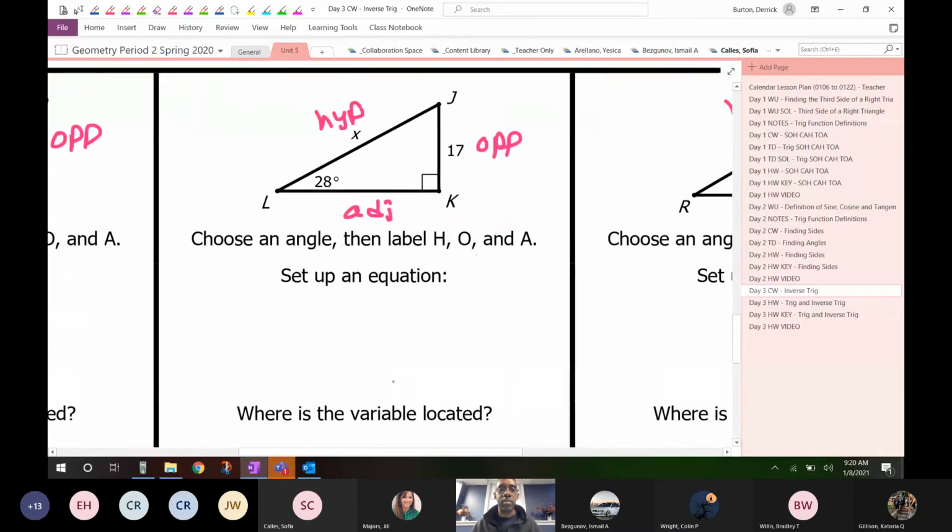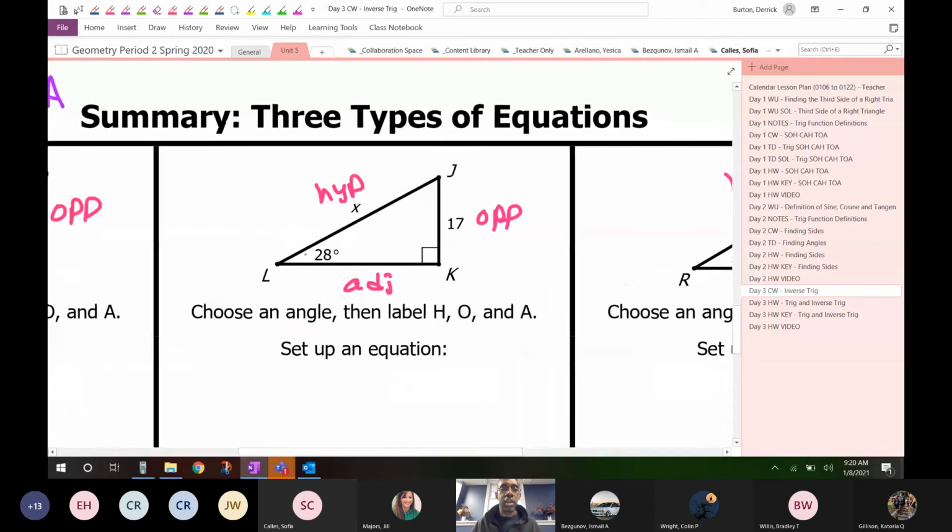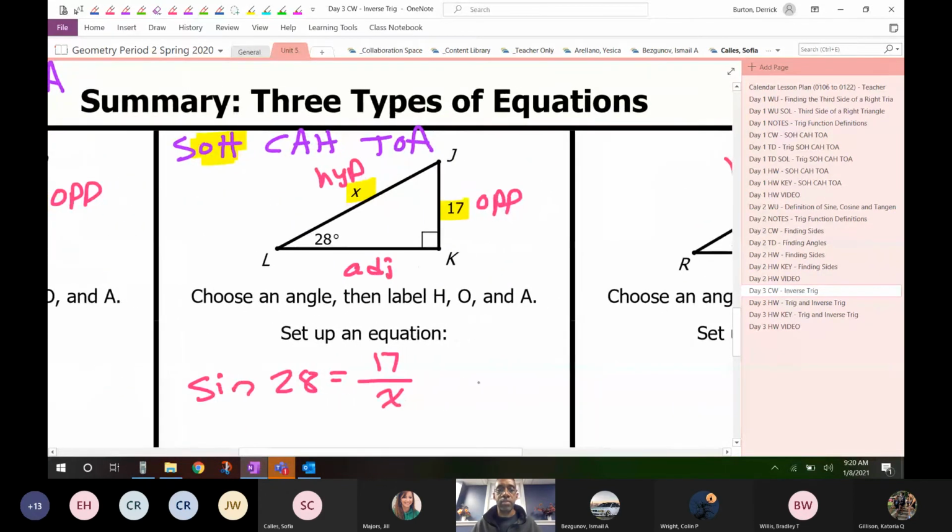All right, let's set this one up. All right, again, in the back of your mind, SOHCAHTOA. For this problem, we've got the x and the 17. That's opposite and hypotenuse, which is still the sine function. So I'm still going to do sine. The angle is 28. I've got opposite over hypotenuse. That's 17 over x. Okay, so that's how you set that one up.